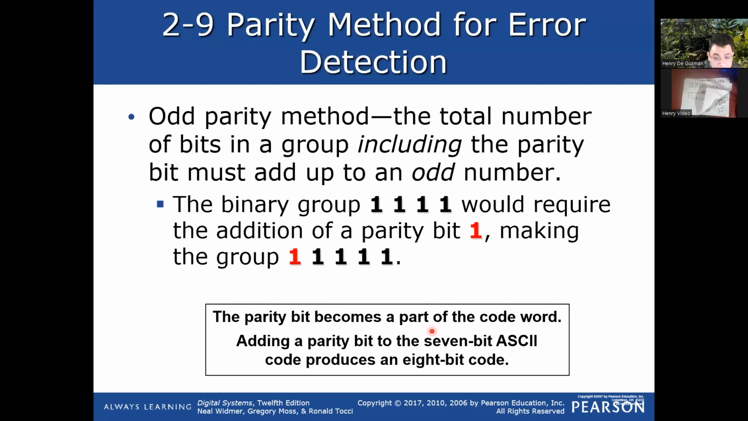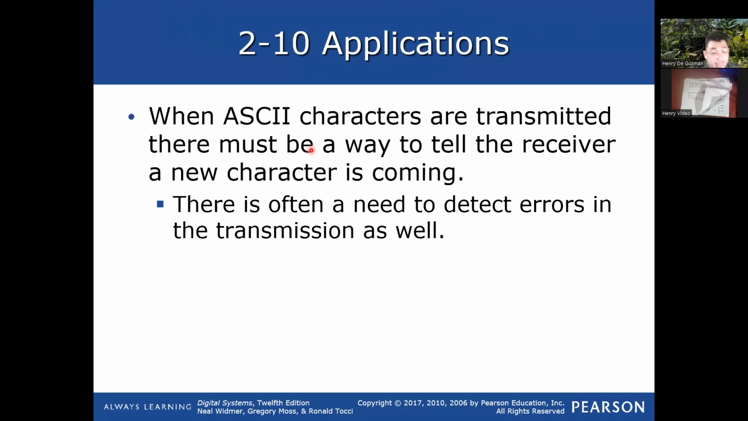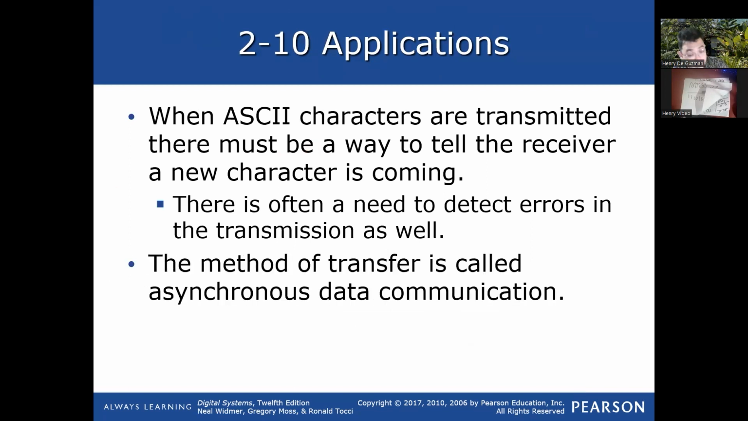So the parity bit becomes a part of the code word, adding a parity bit to the 7-bit ASCII code, producing an 8-bit code. So meron tayong ASCII code na 7 plus 1, so it becomes an 8-bit code. Then when ASCII characters are transmitted, there must be a way to tell the receiver a new character is coming. There is often a need to detect errors in transmission as well. So the method of transfer is either asynchronous data communication. Pagka serial, asynchronous. Pag parallel, that is synchronous.